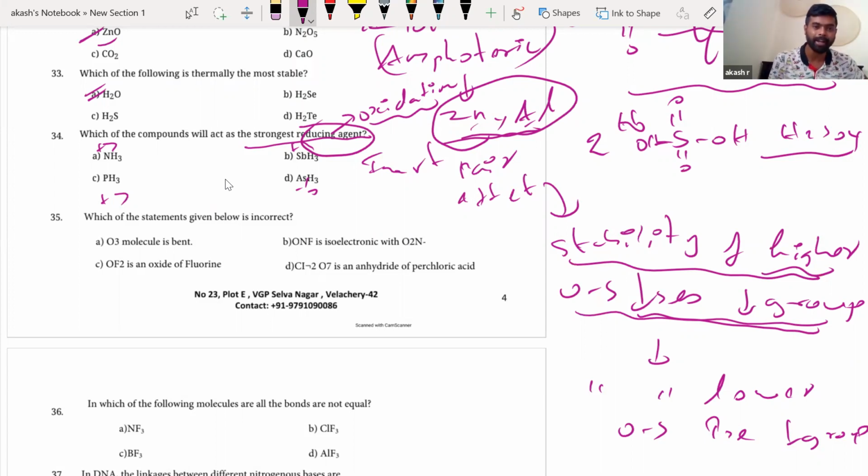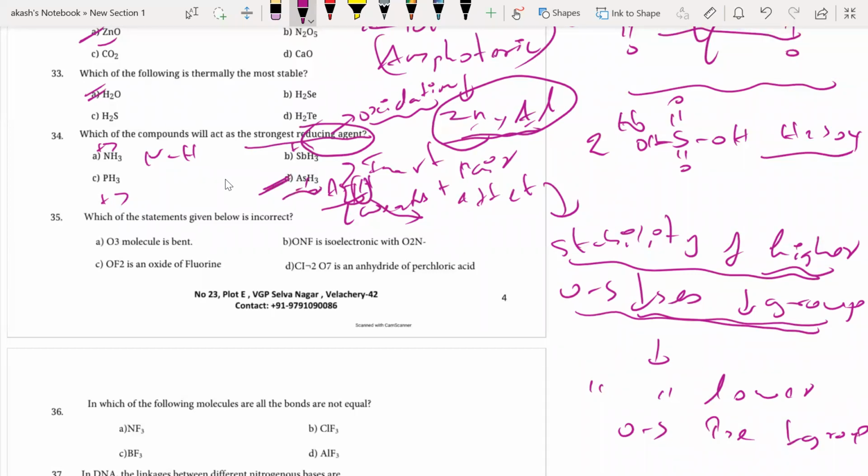What he is telling is that when I go down the group, the bond strength decreases. Obviously, the NH bond is the strongest, and the SbH bond is the weakest. For it to be a reducing agent, this hydrogen has to be added to something else, so I should be able to easily break the bond. Definitely I can break the bond easily only in SbH3. So the correct answer would be SbH3. After As, only Sb comes. Then SbH3.